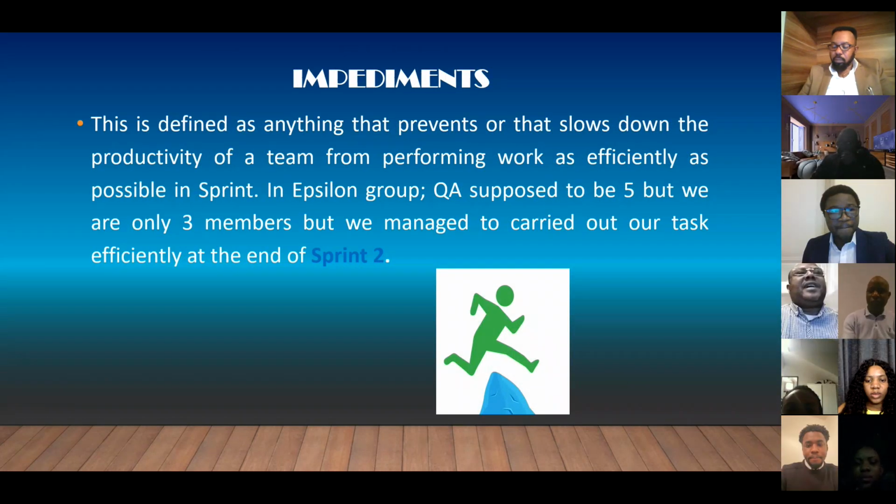Impediments here can be defined as what can slow down the productivity of a team from performing work as efficiently as possible in sprints. In the Epsilon group, QA is supposed to be 5, but we are only 3 members here, but we managed to carry out our tasks efficiently at the end of Sprint 2. Next, please.